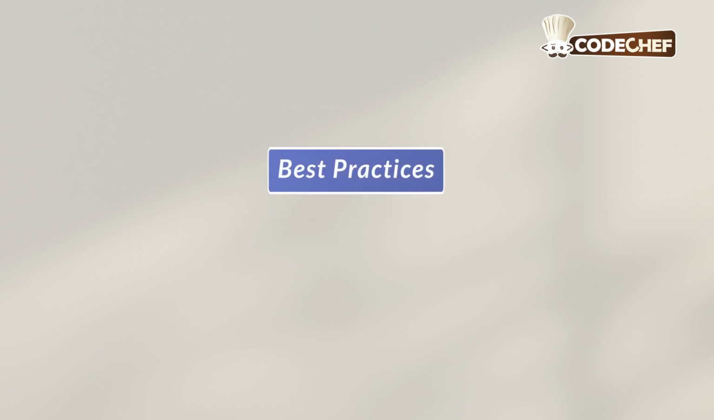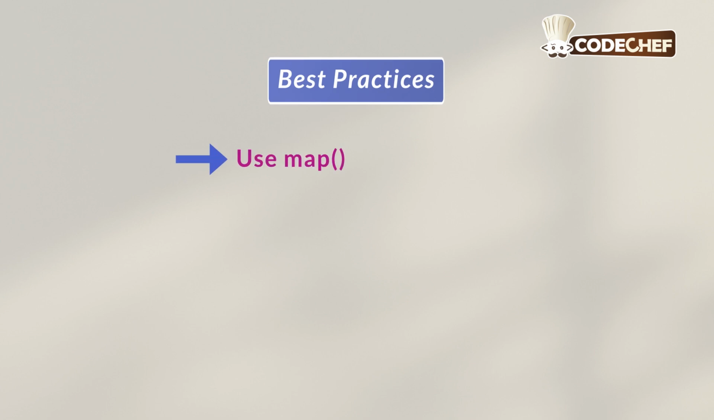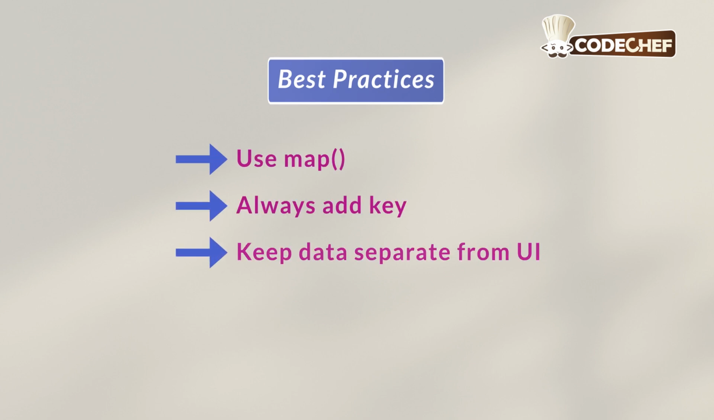To summarize, use the map method for rendering lists, always add a key, and keep your data separate from the user interface. These are core React best practices.